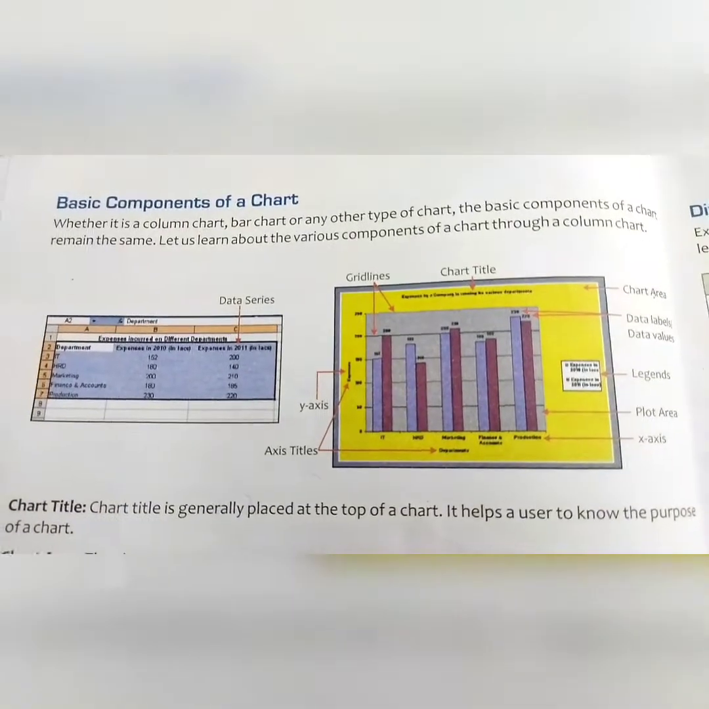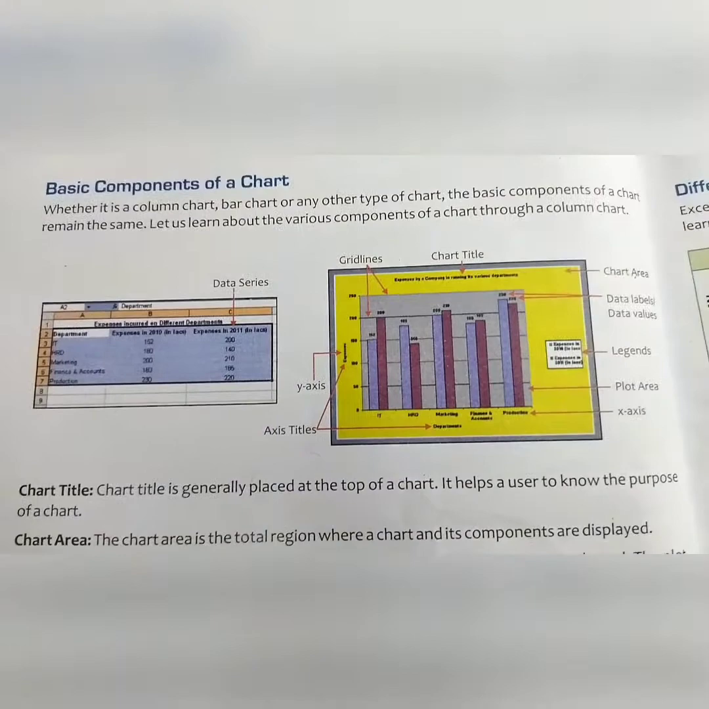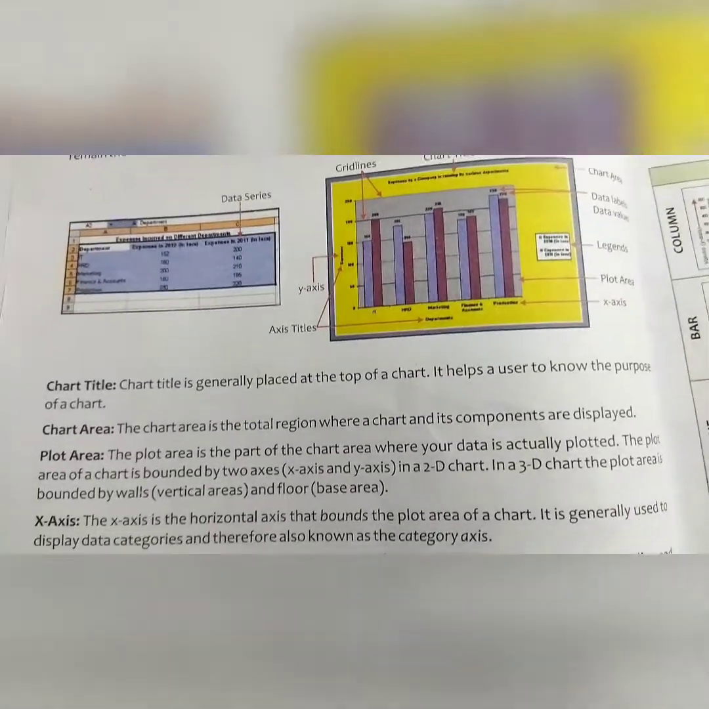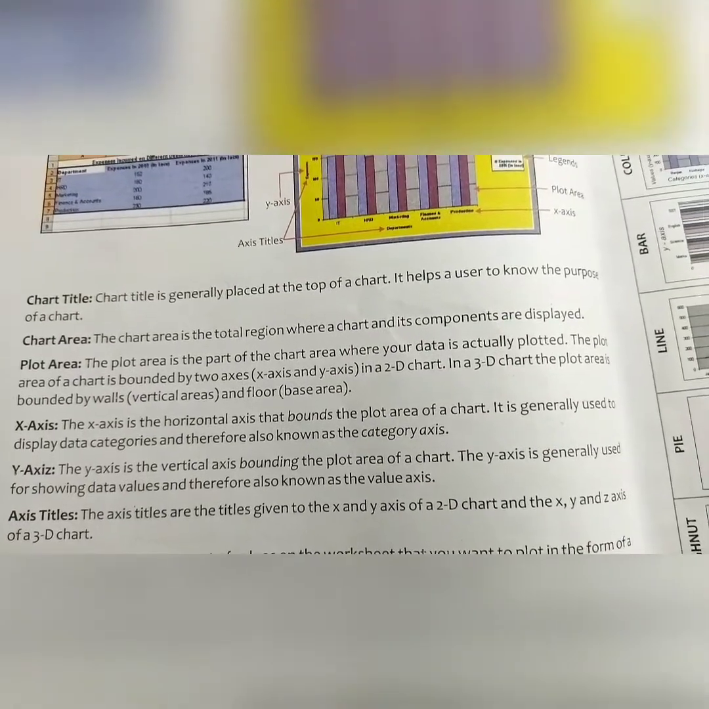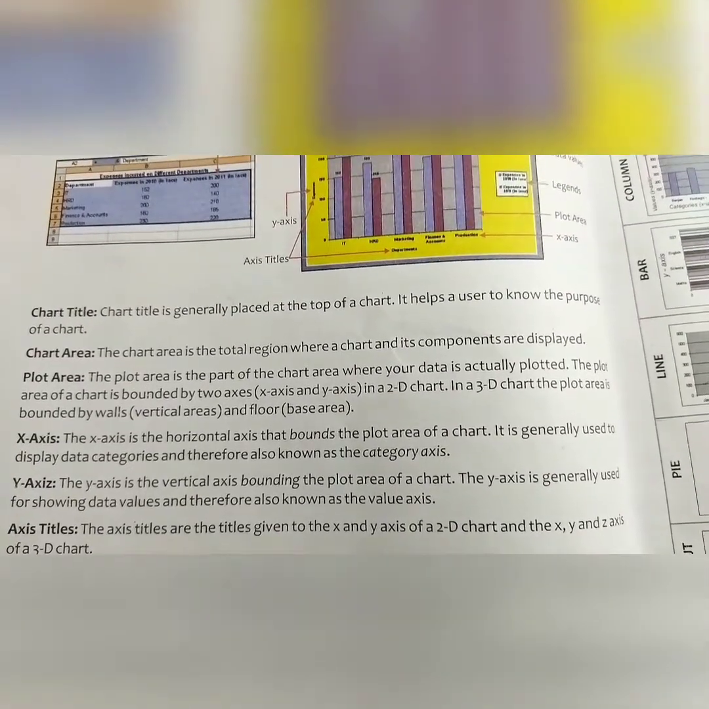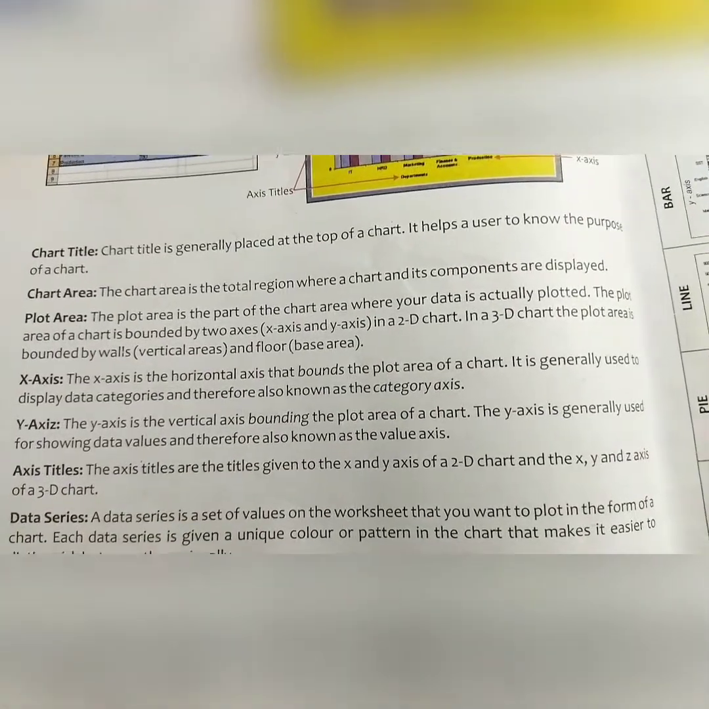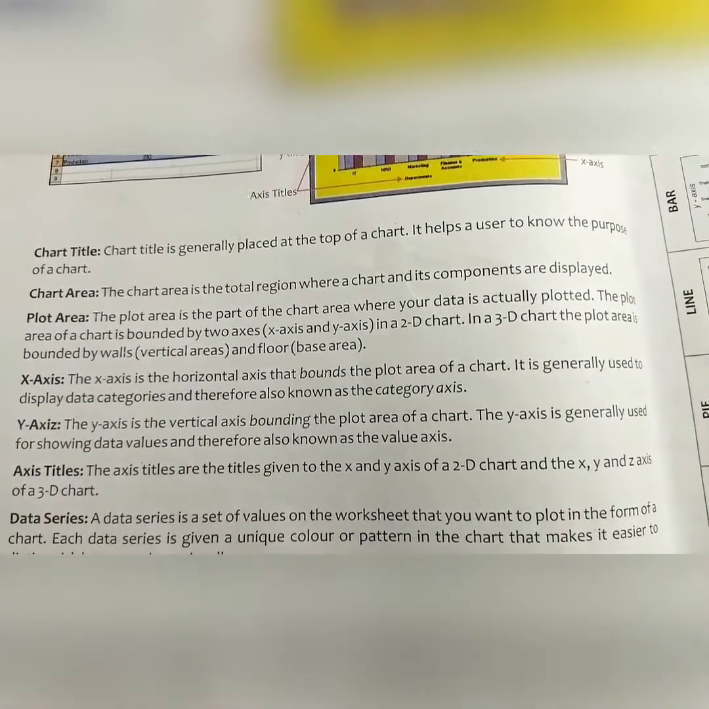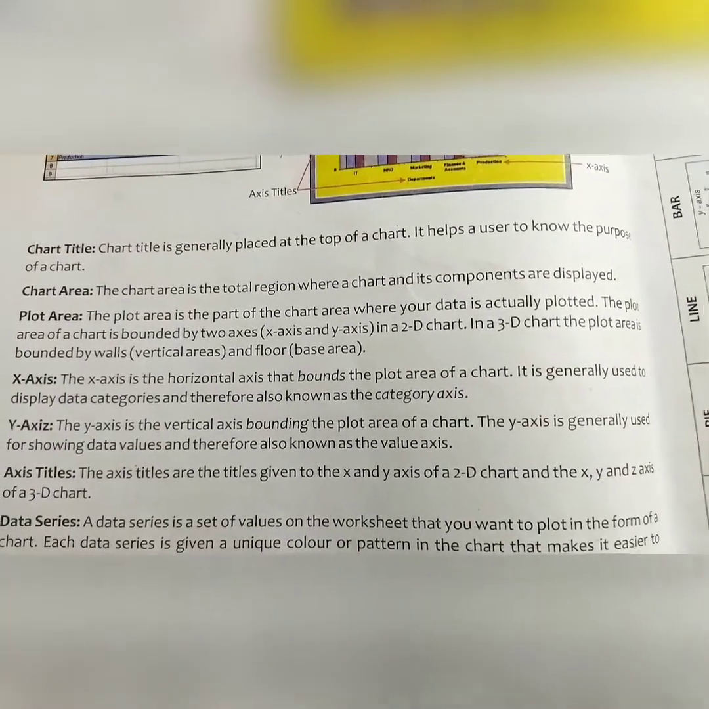through a column chart. So you can see a type of chart. The first component of a chart is the chart title. Students, the chart title is generally placed at the top of a chart. It helps a user to know the purpose of a chart. Second component, chart area. The chart area is the total region where a chart and its components are displayed.